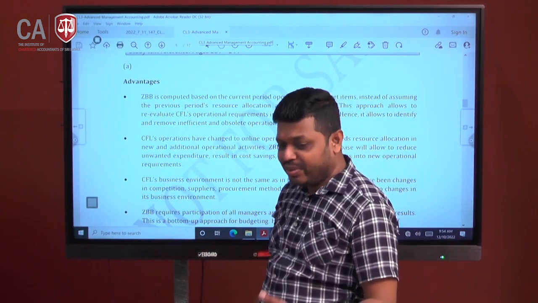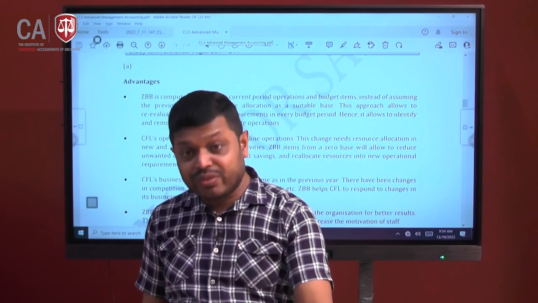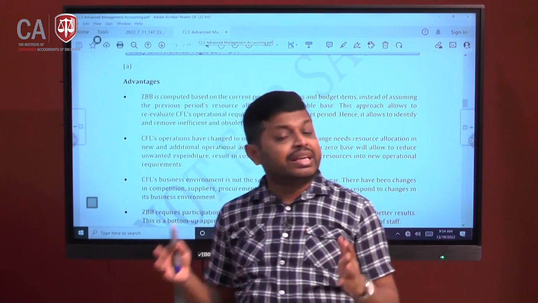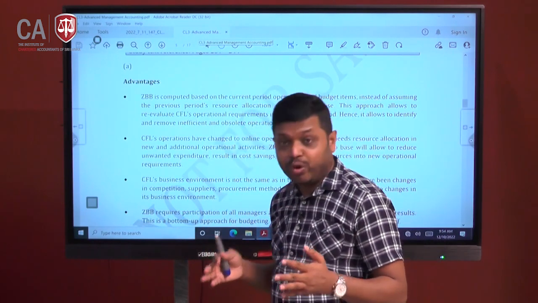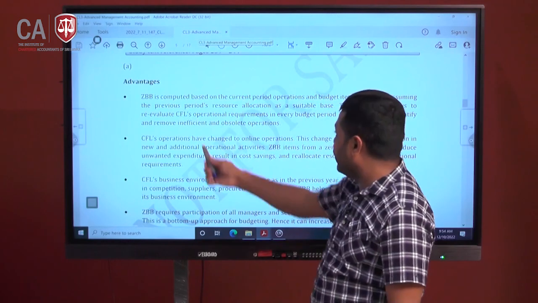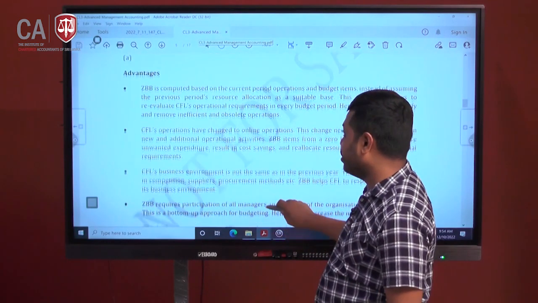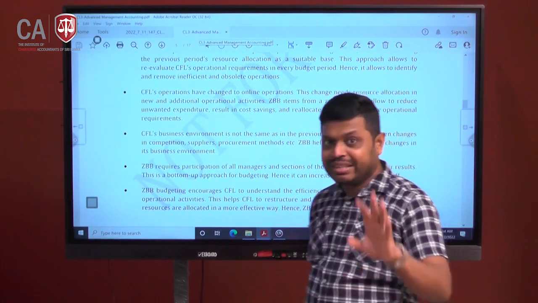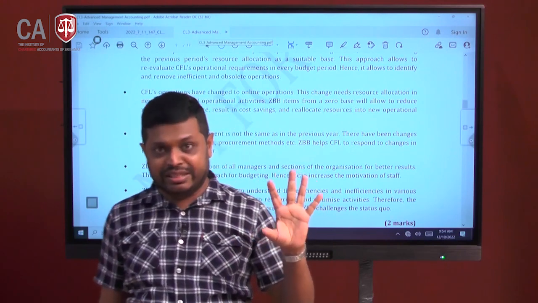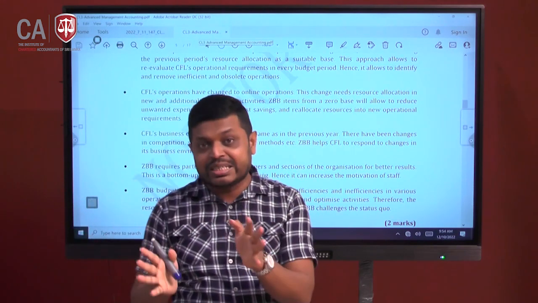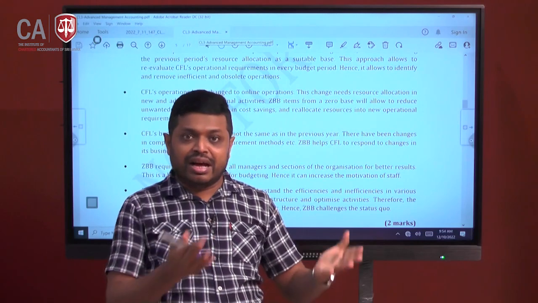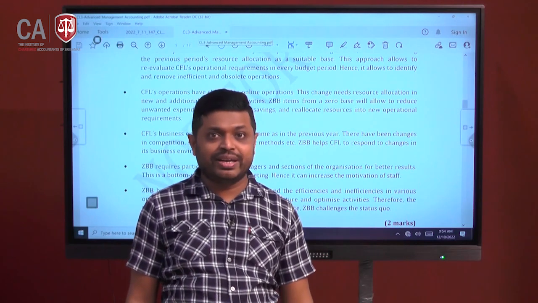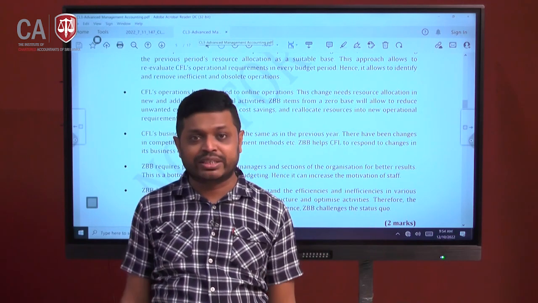Each period we have to assess whether we require to invest in this activity. Is this a value adding activity? Each year you will evaluate your operations, right. Remove inefficient and obsolete operations, that is the benefit. CFL operations changed to online operation, not physical. Now operational structural changes have happened. Last year's incremental budgeting is not required. Now rent expenses that earlier you have paid, now you need not pay. Why would you need to budget rent?